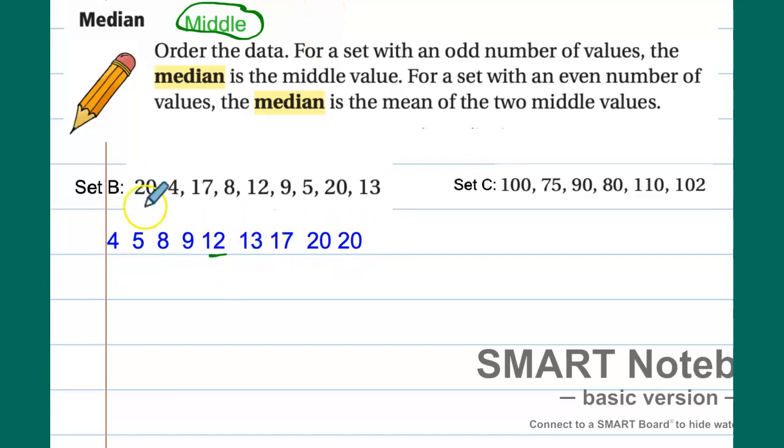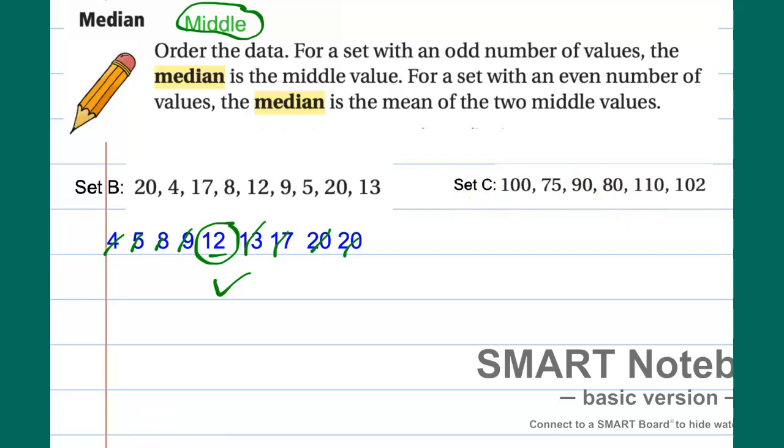But if you really want to check that you get it right, you just cross out both ends at the same time, one on one side, one on the other side, and so on until you end up with no pairs. So in this case, set B, 12 is our median. Let's look at set C.